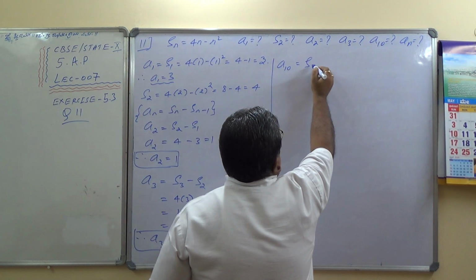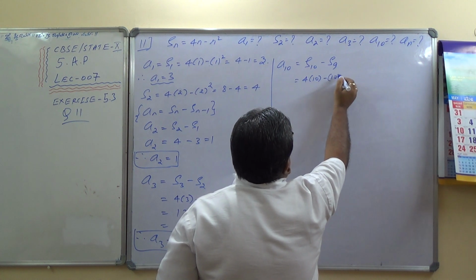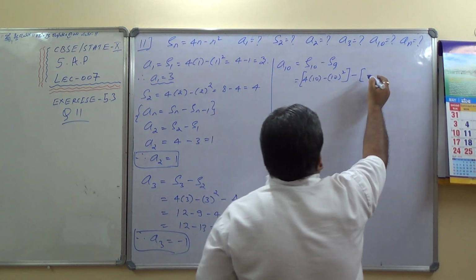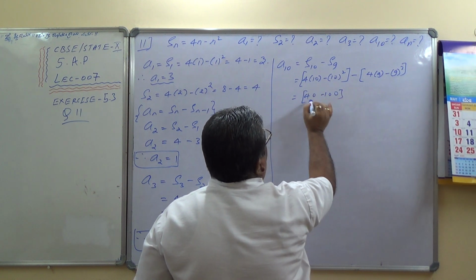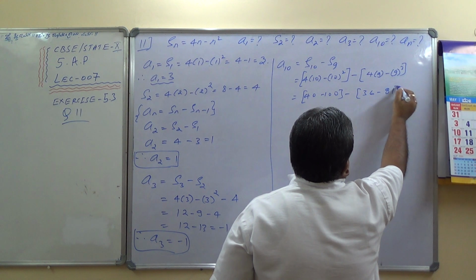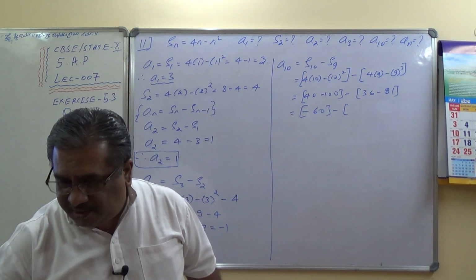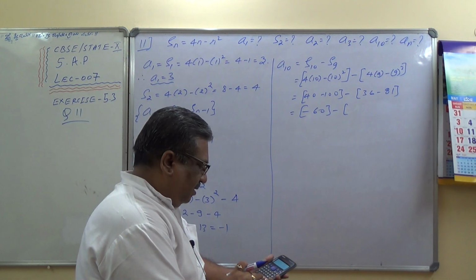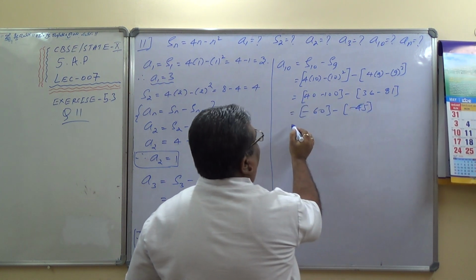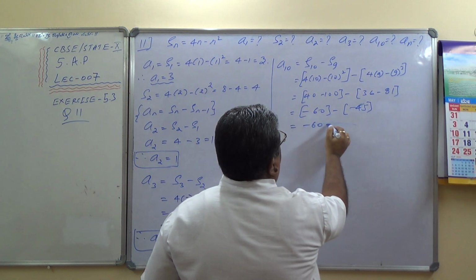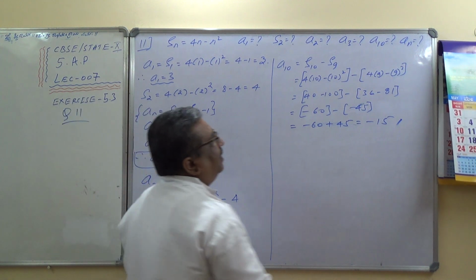A10 equals S10 minus S9. S10 is 4 times 10 minus 10 the whole square, minus S9, 4 times 9 minus 9 the whole square. 40 minus 100, minus 36 minus 81, which is minus 60 minus 36 minus 81. 81 minus 36 is 45, minus 45, which equals minus 60 plus 45, which is minus 15. A10 is minus 15. Next, An.